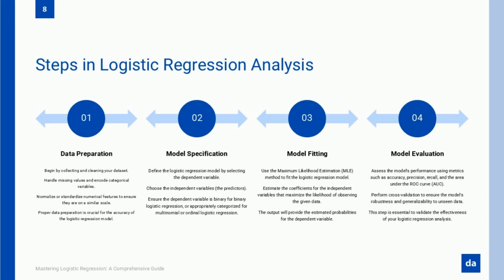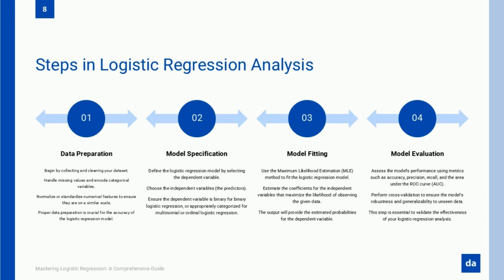First, we start with data preparation. This is where we collect our dataset, clean it up, and make sure it's ready for modeling. We handle missing values, remove duplicates, and, most importantly, encode categorical variables. If we have data like yes and no in our dataset, we need to convert them into numbers like 1 and 0, so the model can understand them. We also normalize or standardize numerical features so that variables like income and age don't overshadow smaller scale variables. If this step is done wrong, even the best logistic regression model will fail.